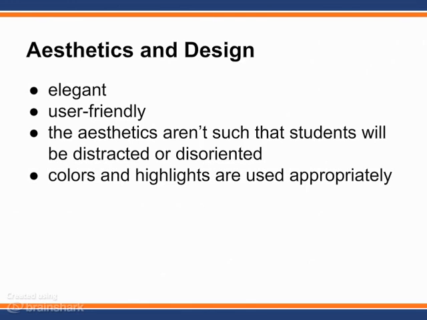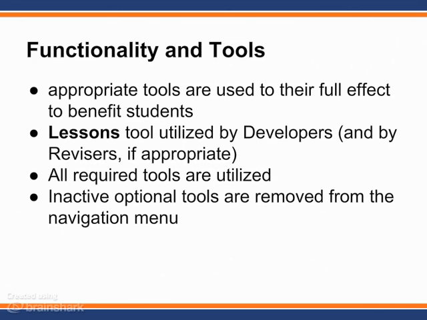When we're vetting aesthetics and design, we want the course to be elegant and user-friendly. We want to make sure the aesthetics aren't such that students will be distracted or disoriented, and that colors and highlights are used appropriately. So the last section is functionality and tools. Here we're making sure that you're using tools that are appropriate to your course, used to their full effect to benefit your students.